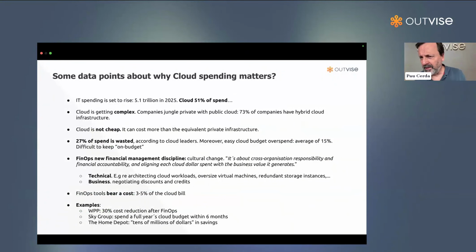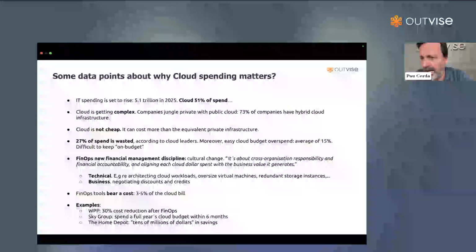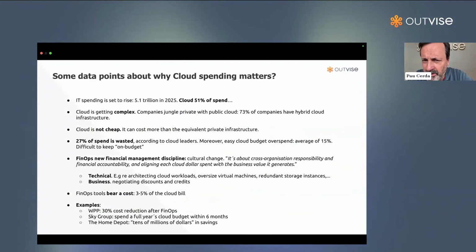So let me give you some data that helps us to think. First, cloud is becoming an important cost driver of IT. Currently up to 50%, 51% of the spend is spent on cloud infrastructure. Cloud is getting more complex every day. We say that 73% of companies have hybrid infrastructure, mixing private clouds with public clouds, which makes the whole topic quite complex.